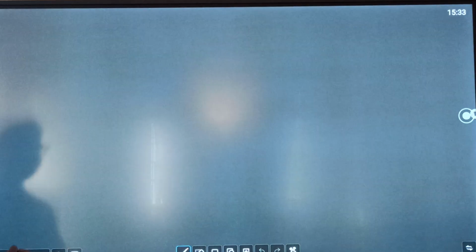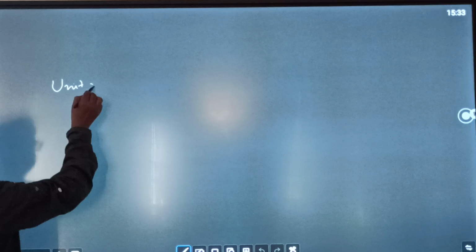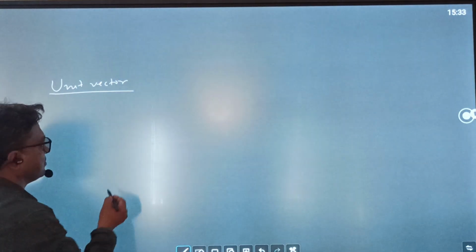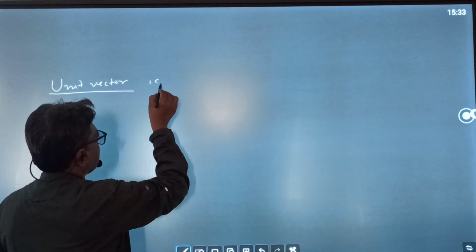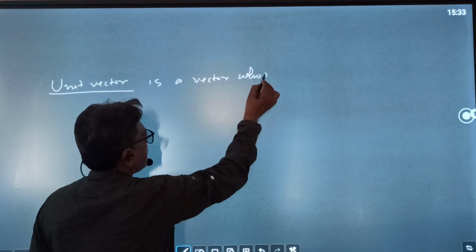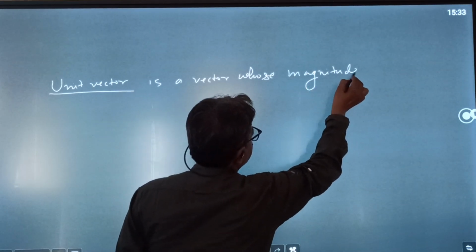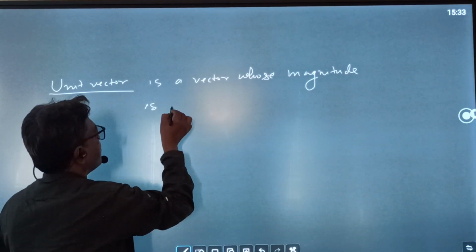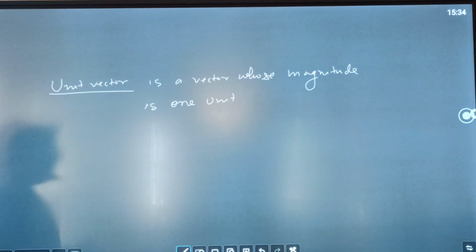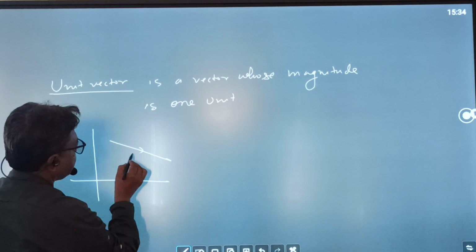Then some more other vectors which are more useful to us, that is unit vector. Unit vector, as the name suggests, is a vector whose magnitude is 1 unit.